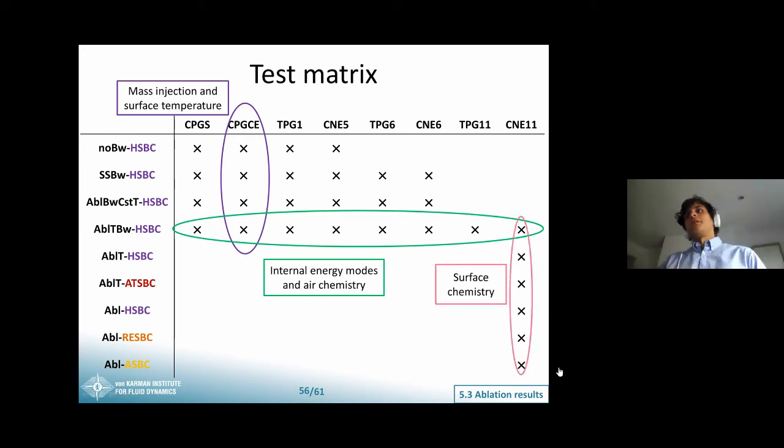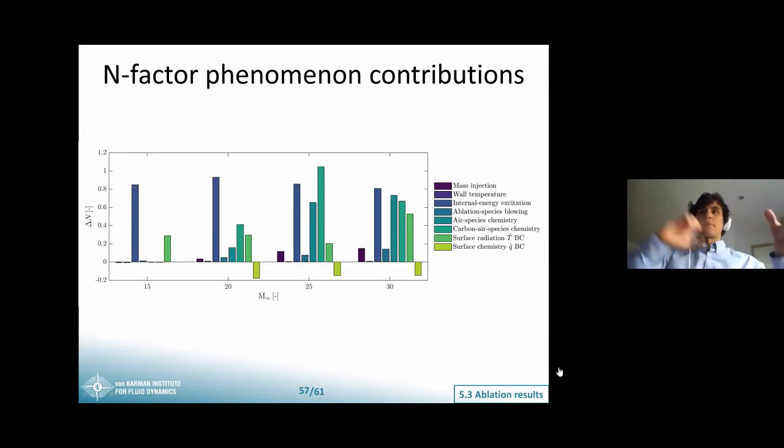And of course, if we look at, let's say, an 11 species mixture with carbon products and everything, and vary the surface boundary condition, we can isolate the effect of the surface chemistry. So this is what we did. Again, we performed a bunch of e to the N computations and then built these budgets by comparison of one flow assumption with another, or of some of the different boundary conditions. And again, for the different flight envelope points that we were looking at.